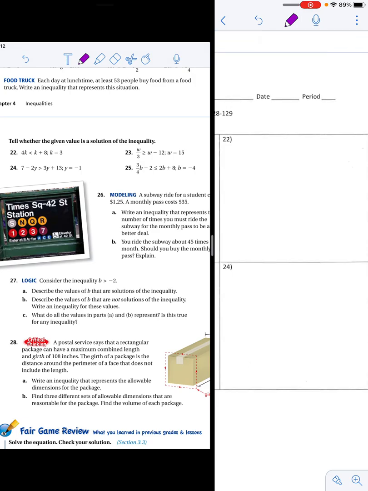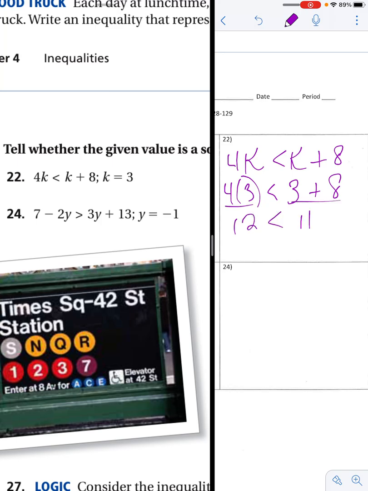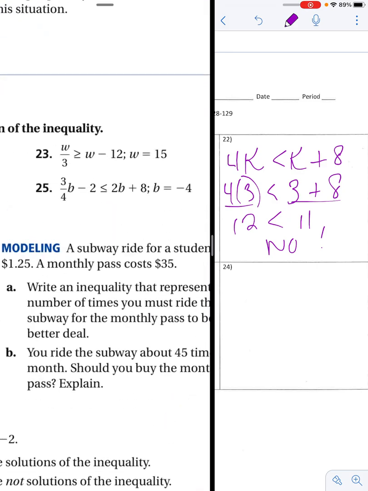Okay, so 22, and again, I do want to see more than just yes or no because you're not going to get credit for that. So number 22, we're going to write the inequality for 4k is less than k plus 8 when k is 3. So we're going to substitute in 3 for k. 4 times 3 is less than 3 plus 8. Substitute in 3 for both k's and solve. We have 12 on the left, 8, 9, 10, 11 on the right. Is 12 less than 11? No.